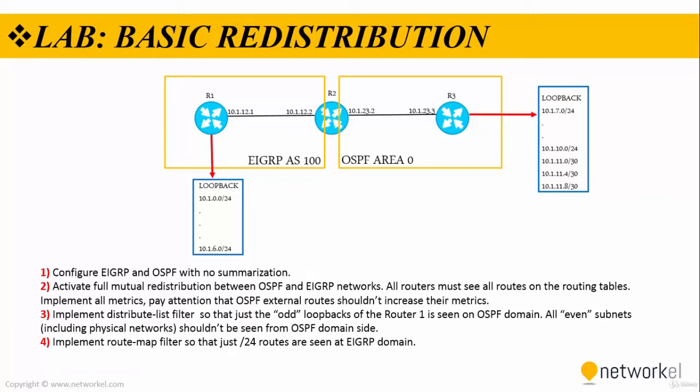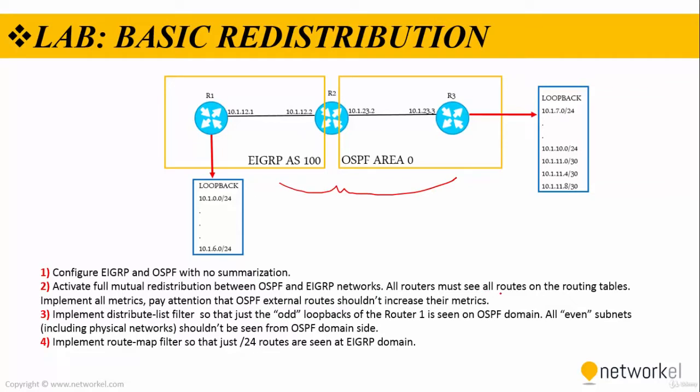Alright guys, that's the lab time again. We have a basic redistribution lab for you, and we are going to accomplish 4 steps in our lab. In the first step, we need to configure EIGRP and OSPF with no summarization for the network above. Then we need to activate full mutual redistribution between OSPF and EIGRP networks.